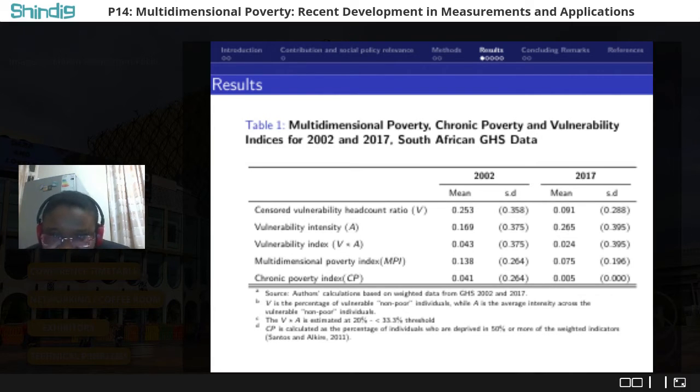But what we observe here is that there have been reductions in each of these indicators. To some extent, we can see that the censored vulnerability headcount ratio, which indicates the proportion of those people that are vulnerable at less than 30% of the weighted indicators, has reduced sharply from 25.3% to about 9.1%. We also noticed a reduction in the vulnerability index from 4.3 to 2.4. Then the multidimensional poverty index also reduced from 13.8 to 7.5%. Yeah, next slide, please.